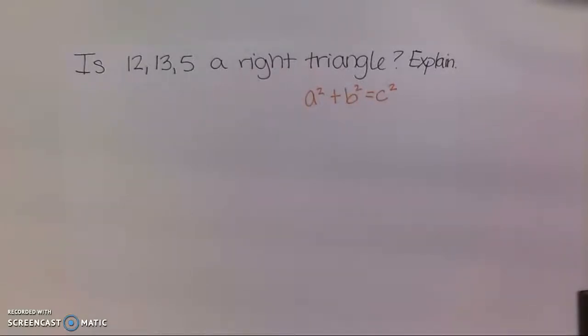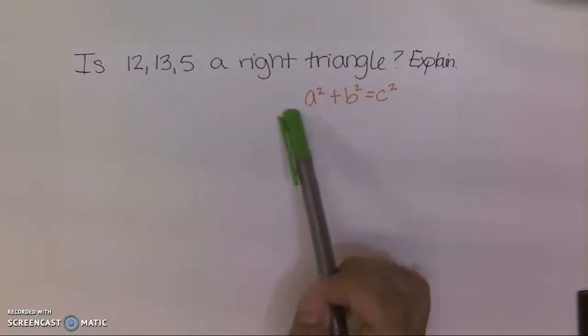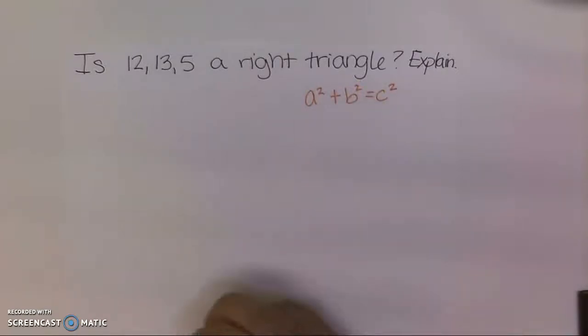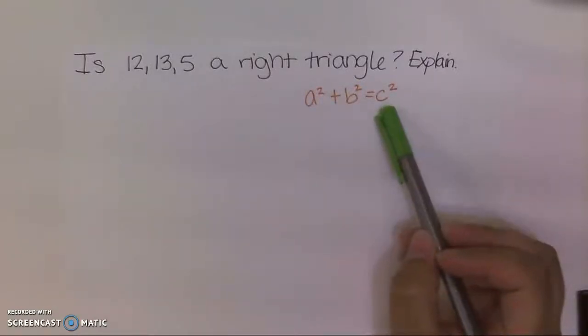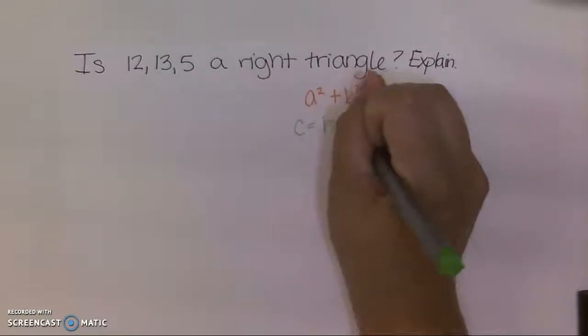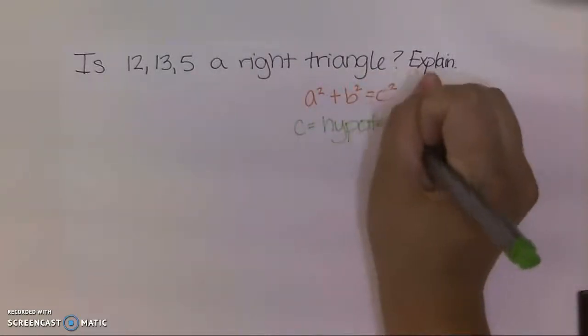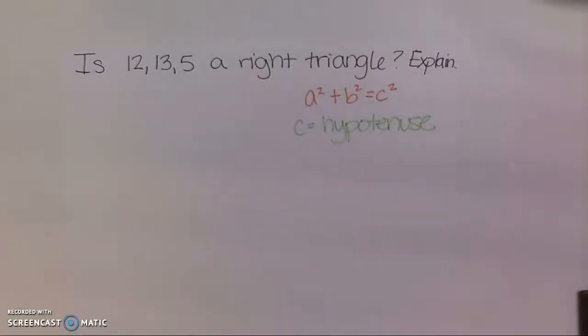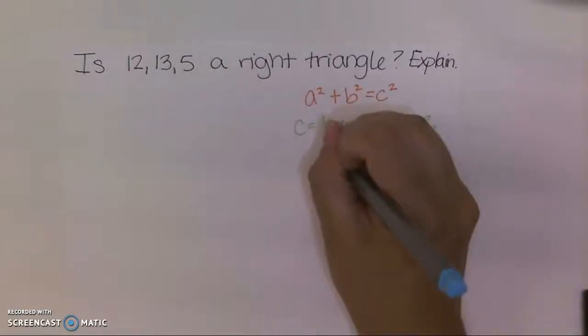But the first thing we need to know is what goes in for what. So I got three numbers here. Which one's A, which one's B, which one's C? Well, the only one we really care about is the C, because the C is the hypotenuse. Remember that word hypotenuse? It means the side across from the right angle. But in this case, we're going to use the definition for hypotenuse as the longest side.